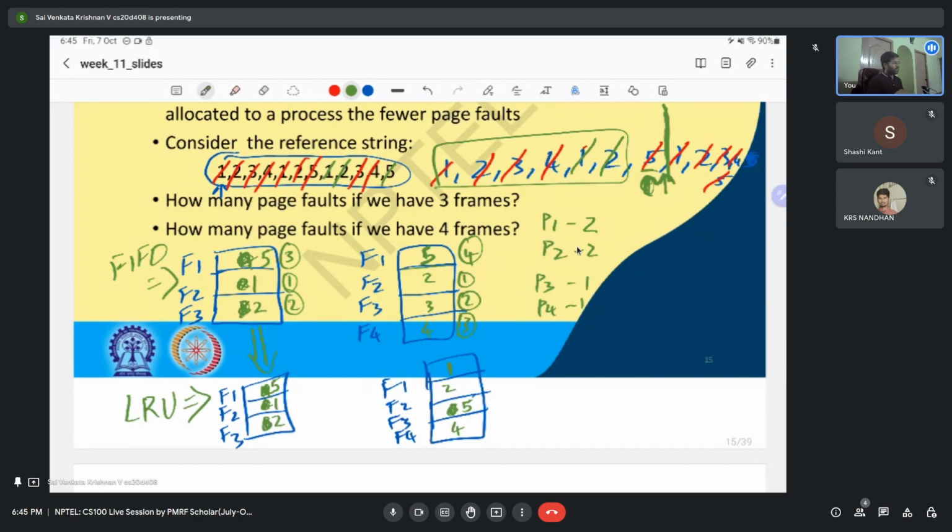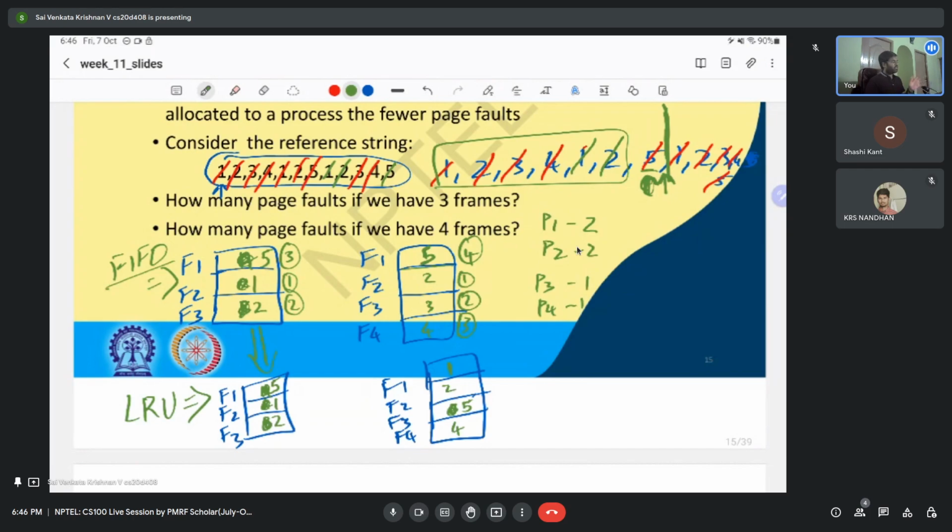But in a FIFO model, what happens is, if you see this, it is totally different. 512 is not present in this frame allocation when you have 4 frames. It is page 5, 2, 3 and 4. It's totally different. This is because FIFO doesn't utilize the increase in page frames, and it doesn't meaningfully utilize that increase in number of frames.